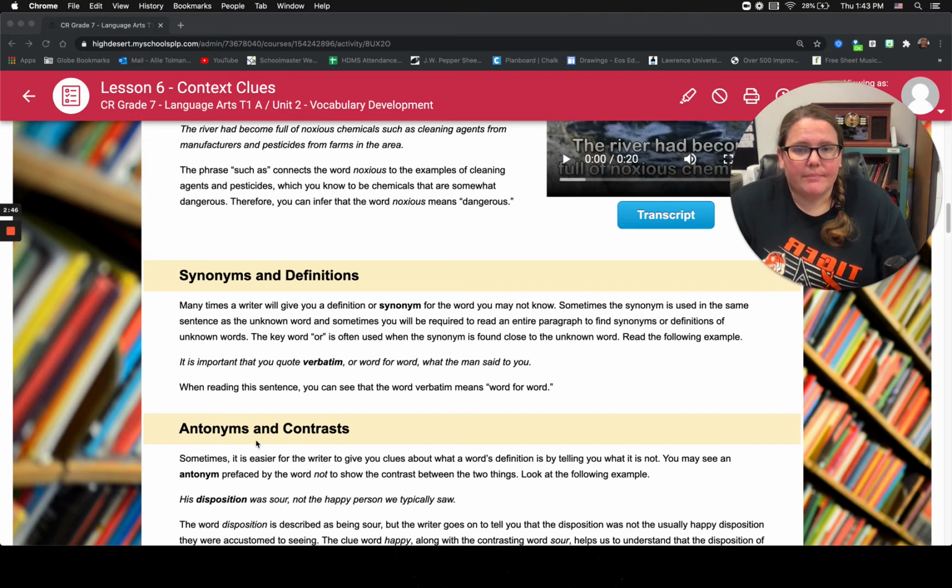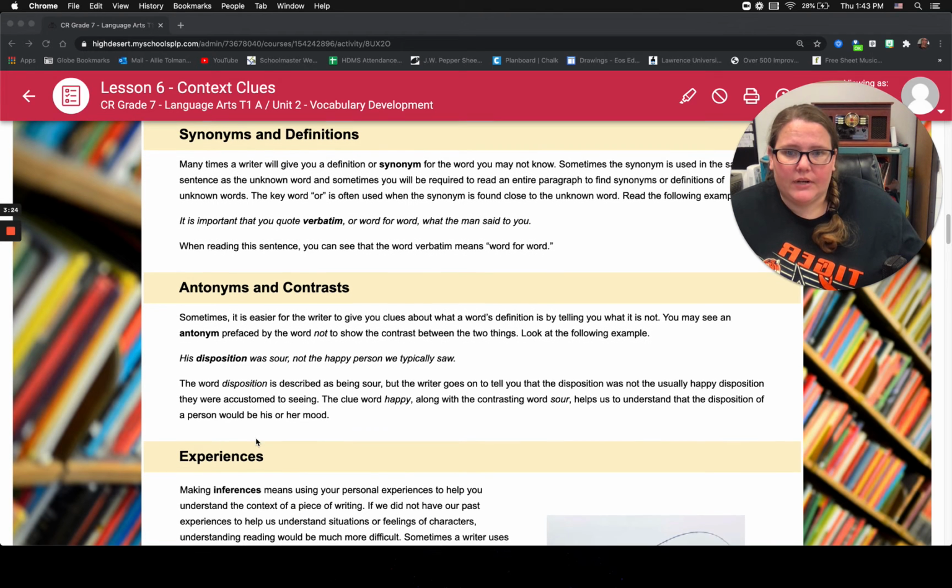Synonyms and definitions. Many times a writer will give you a definition or synonym for a word you may not know. Sometimes the synonym is used in the same sentence as the unknown word, and sometimes you'll be required to read the paragraph to find the synonyms or definitions of unknown words. The keyword or is often used when a synonym is found close to the unknown word. Read the following example. If this is important to you, quote verbatim, or word for word, what the man said. When reading the sentence, you can see that the word verbatim means word for word.